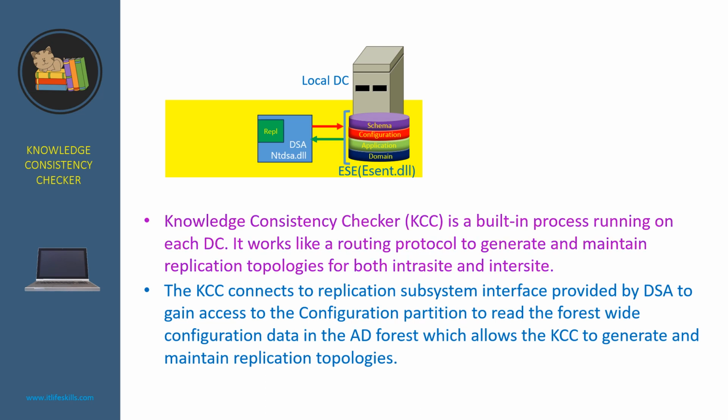Knowledge Consistency Checker, or KCC, is a built-in process running on each DC. It works like a routing protocol to generate and maintain replication topologies for both intrasite and intersite. The KCC connects to the replication subsystem interface provided by DSA to gain access to the configuration partition to read the forest-wide configuration data in the AD forest, which allows the KCC to generate and maintain replication topologies.